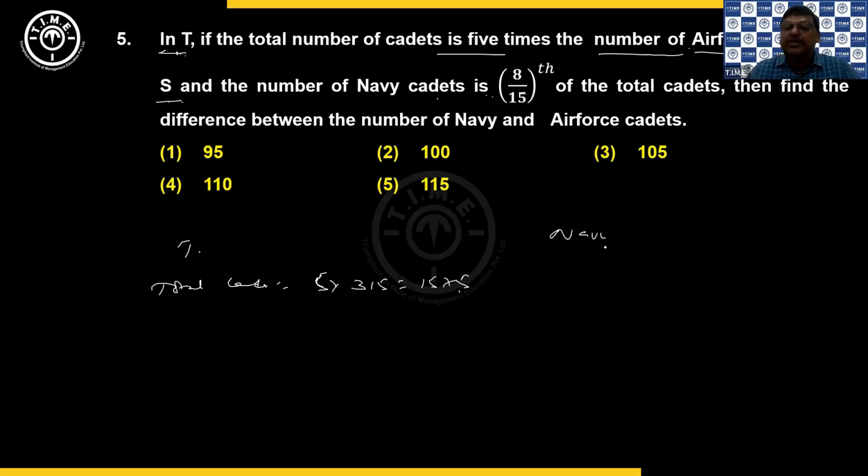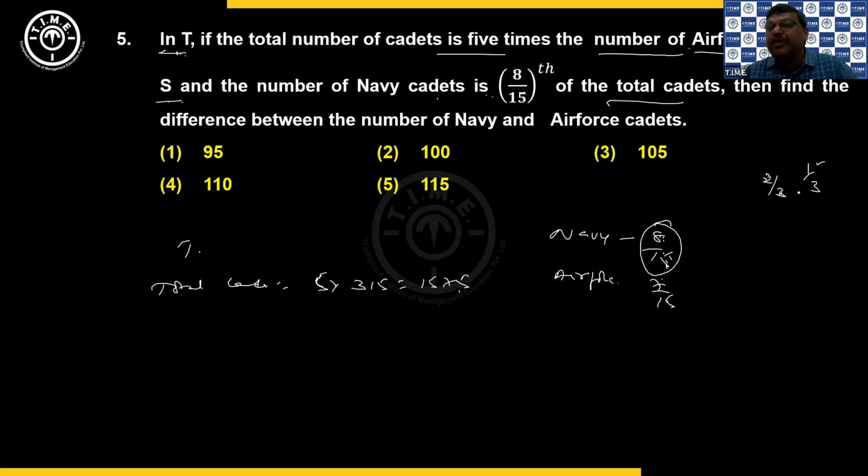8 by 15. Students, if Navy is 8 by 15 of the total cadets, what will be Air Force? See, if 8 by 15 is Navy, the remaining will be 7 by 15. Am I right? The total is 15, and the difference of 15 and 8 is 7 by 15. Suppose if I have a 2/3 share, the other person has a 1/3 share. How has it come? The difference between 2 and 3, 1 by 3, right? If Navy is 8 by 15, what is Air Force? The remaining: 15 minus 8, the difference, is 7 by 15.